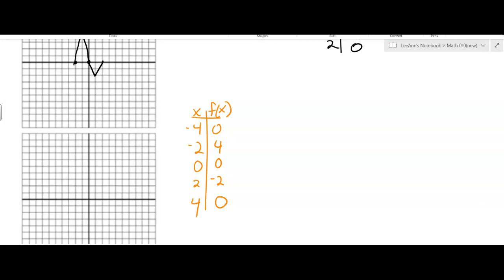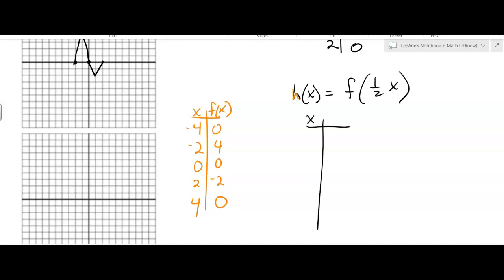And now we're going to do h of x. H of x is going to equal f of 1/2 x. So we're dividing all the x values by 1/2, or in other words, we're doubling them. The outputs are going to stay the same. So double here: -8, -4, 0, 4, 8, and then the outputs are staying the same.